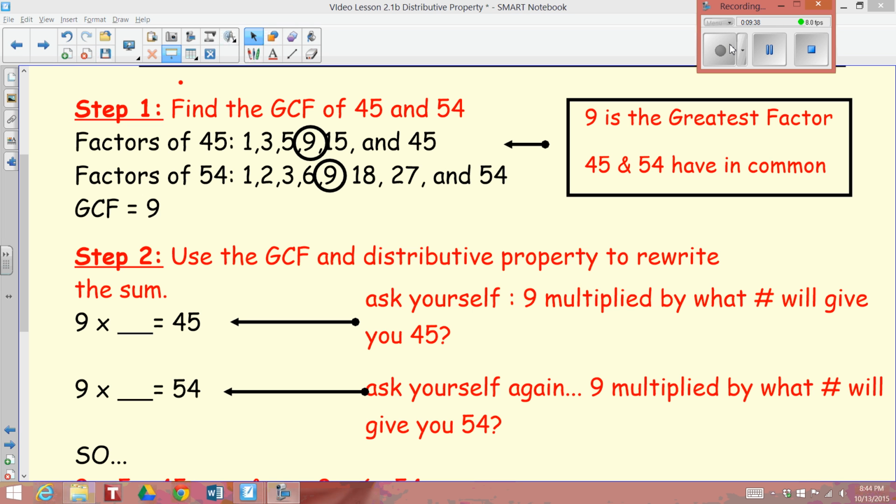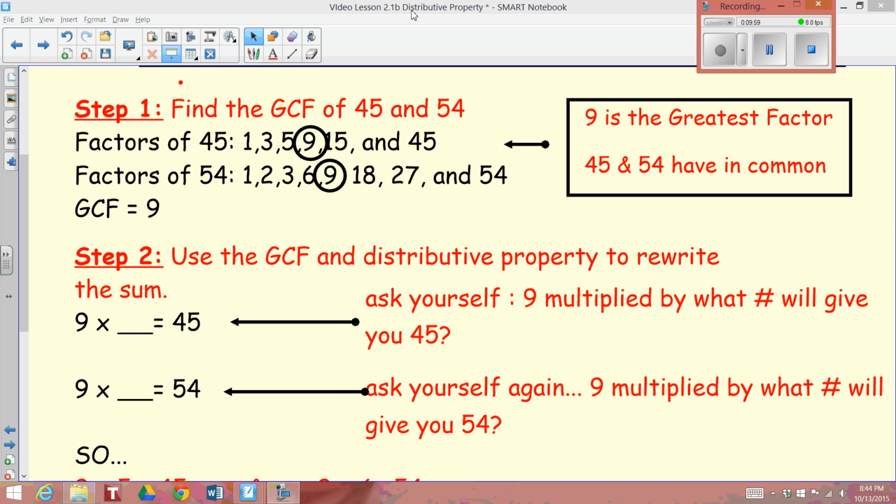Alrighty, before we move on to practice our own, I want to show you the steps to using the distributive property. So step 1 would be to find the GCF. So in this example, if I give you 45 plus 54, and in my head I can imagine a scenario, 45 girls and 54 boys.